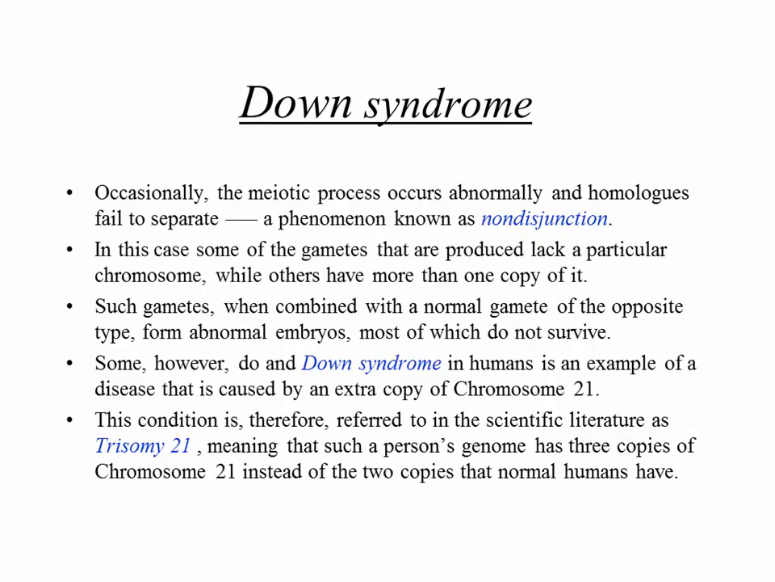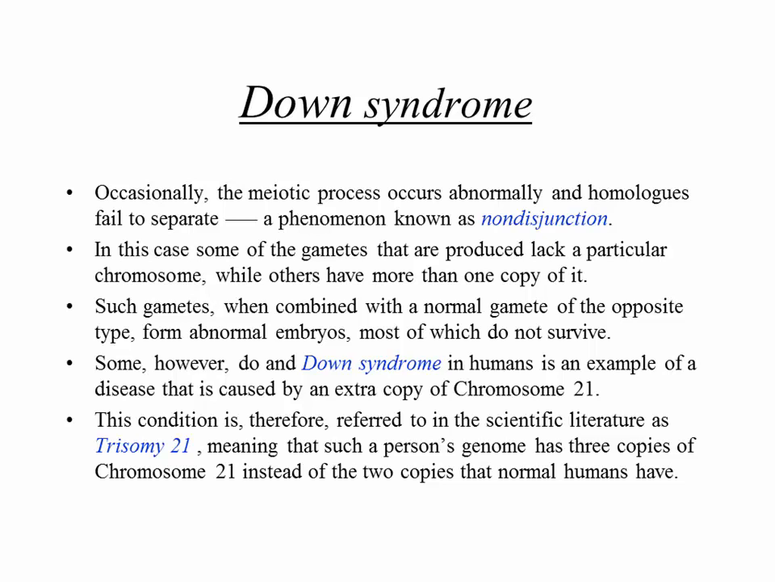Now, occasionally, this meiotic process occurs abnormally. Like when you have those two cell divisions, which I pointed out, one cell might have two copies, the other cell might have nothing. And the homologs might fail to separate. This is a phenomenon which is called non-disjunction. In this case, some of the gametes that are produced lack a particular chromosome, while others have more than one copy of it.